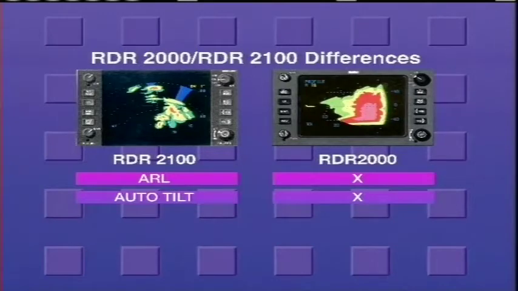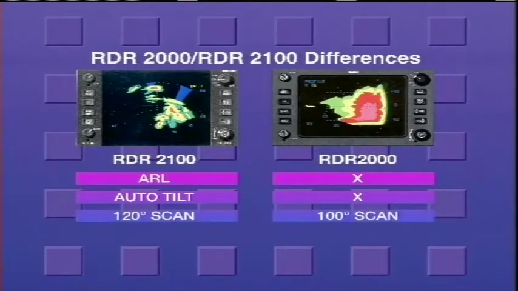The RDR 2100 operates with a scan of 120 degrees. The RDR 2000 operates with a 100-degree scan. The RDR 2100 operates at a maximum power output level of 6 kilowatts. The RDR 2000 operates with a maximum power level of 4 kilowatts.